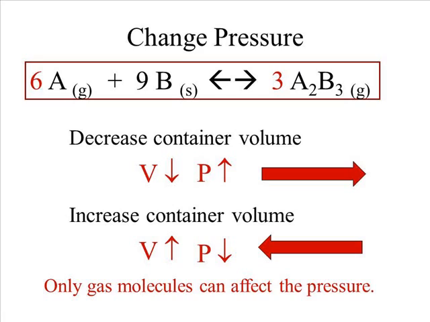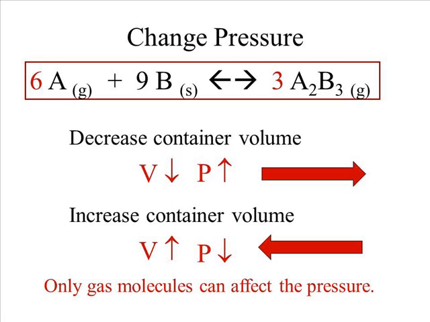If you change the pressure of a reaction, now with this you have to look at only those substances that create pressure, so only the gas state of matter. So in this reaction you have 6 moles of gas A on the left and 3 moles of gas A2B3 on the right. So you're going to change pressure for gases by changing the container size.